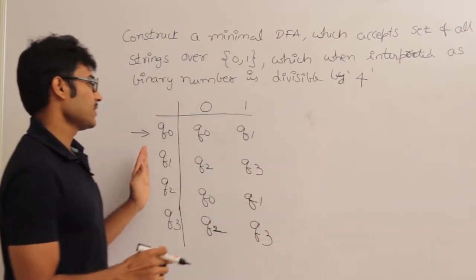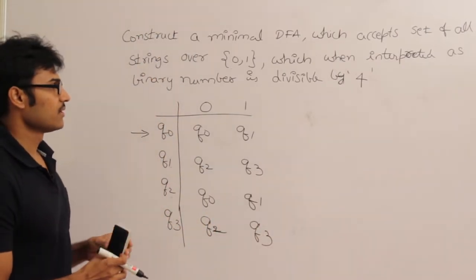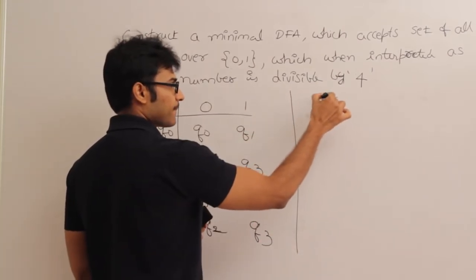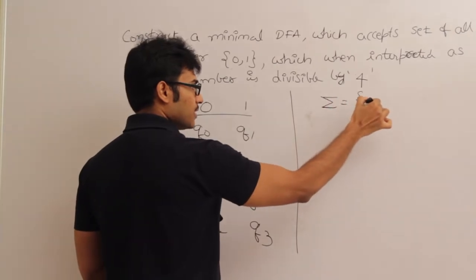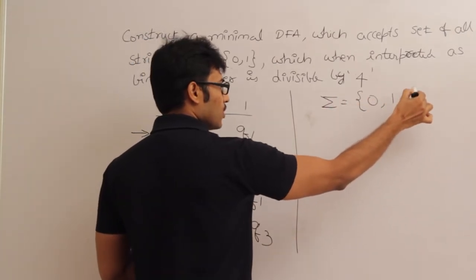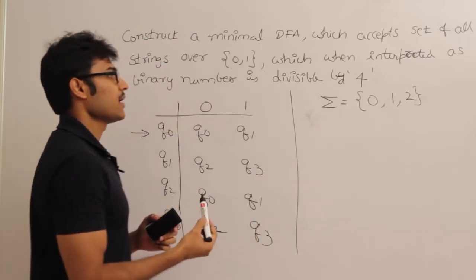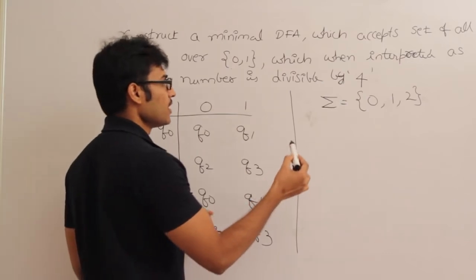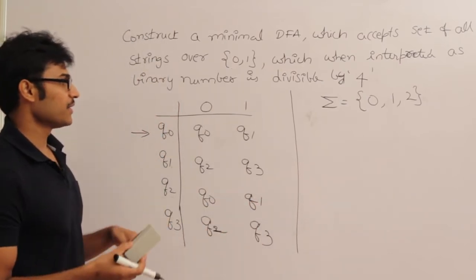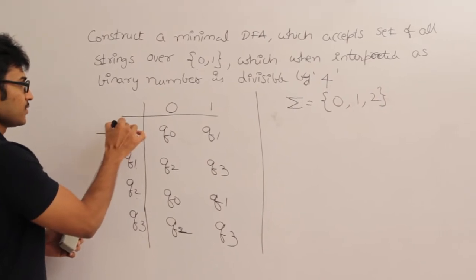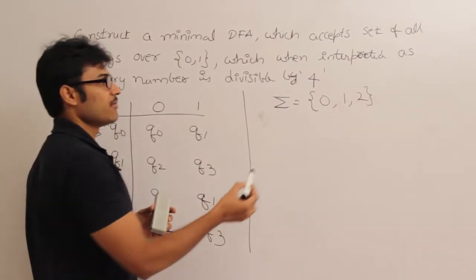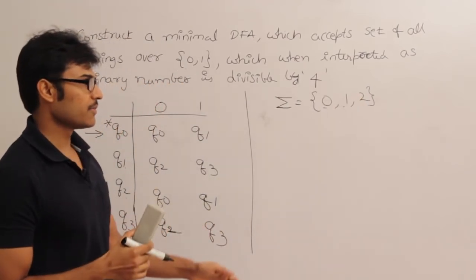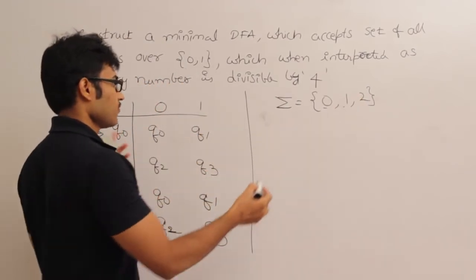Now let's extend this same method to ternary numbers. Ternary numbers means the alphabet is 0, 1, 2, and now let us say the number has to be divisible by 4. So instead of going with the ordinary method, you can choose this method. Here the final state is Q0. They have given you ternary numbers and are asking the same question. You can follow the same method.